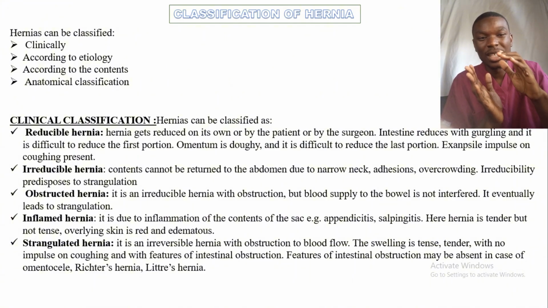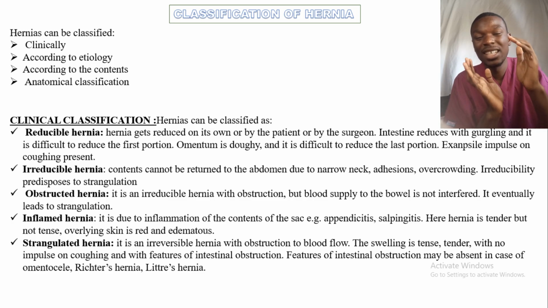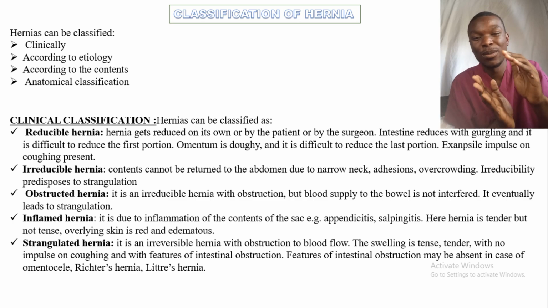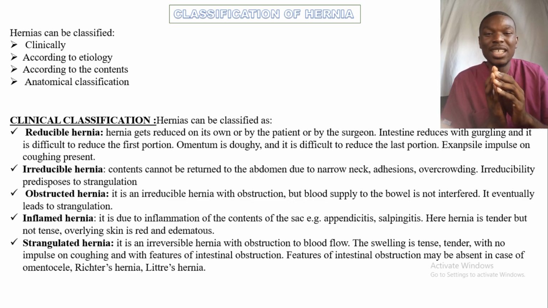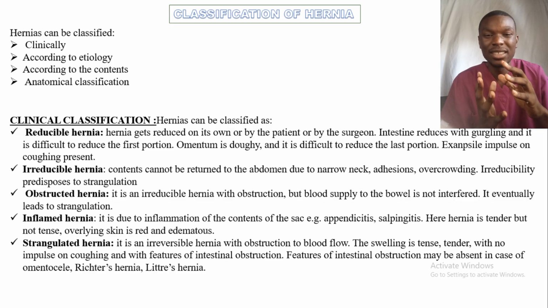But in this obstructed hernia, blood supply to that intestine is still available. But with time, the supply can be cut off. Another one is an inflamed hernia. So this simply means you have a hernia where inflammation has started. So there's a fight between the immune system and bacteria or some infection in that sac.